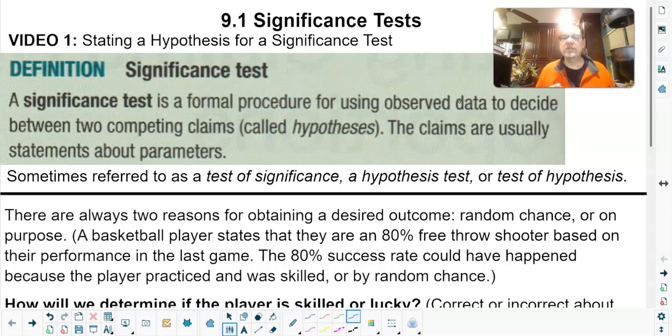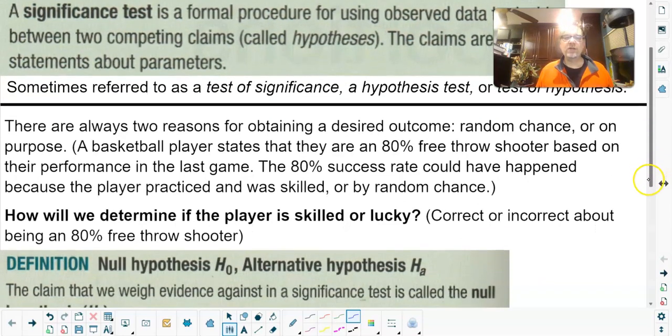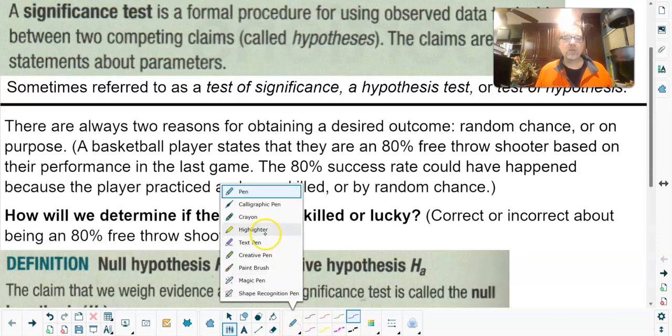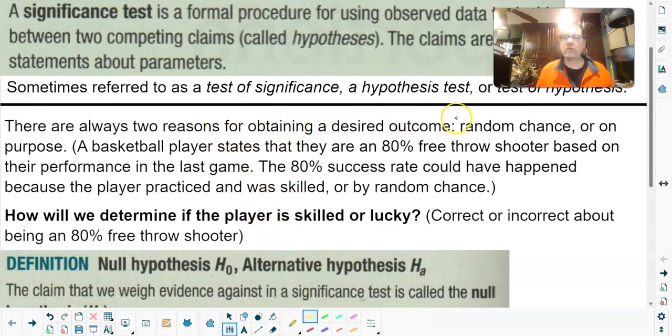What we are going to do is make a claim for what we're looking for and then a claim against it, because there are always two reasons for obtaining an outcome. We can get an outcome completely by random chance or on purpose. My desired outcome can happen because of random chance or on purpose, and by on purpose, I mean by design.